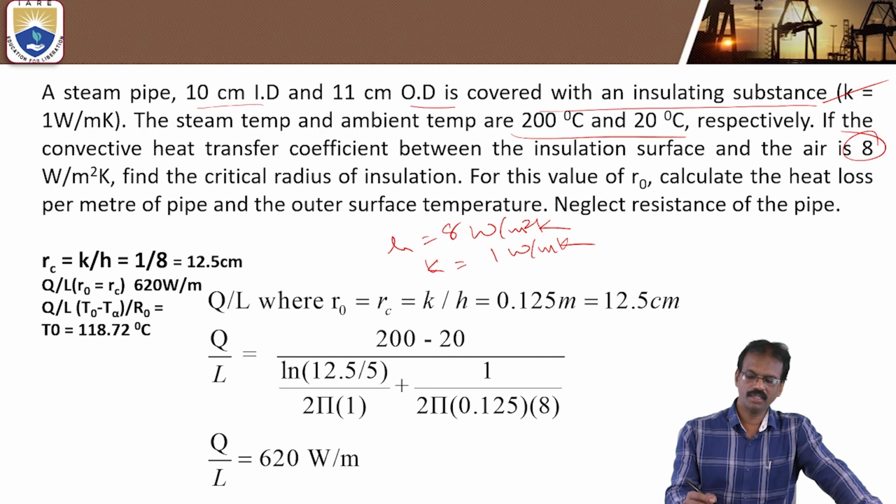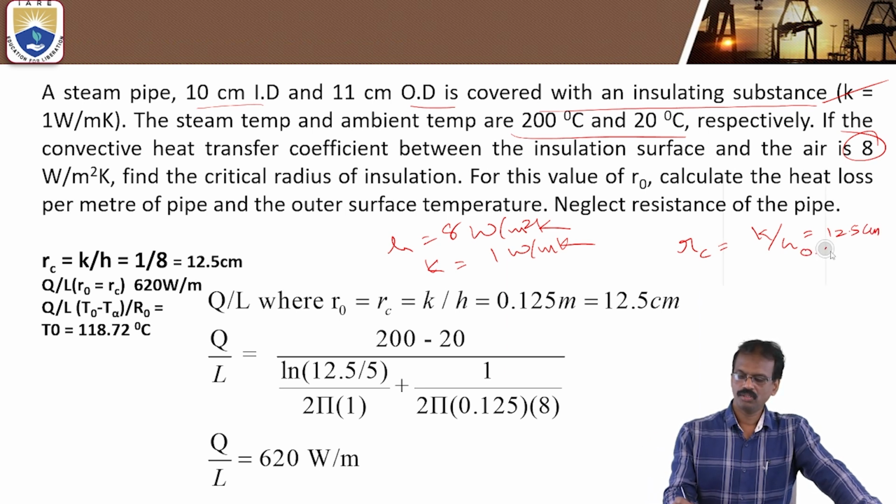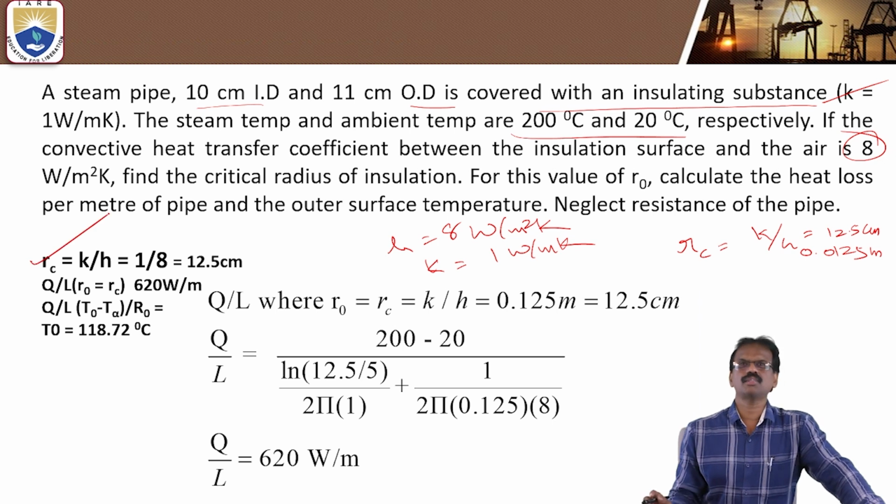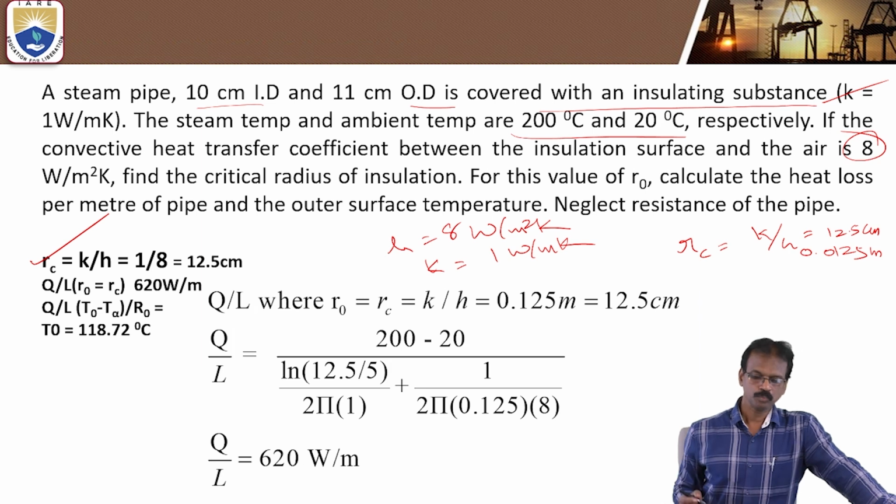If you know K and H, you can find out RC. RC is equal to K by H, that is equal to 12.5 centimeters, or 0.0125 meters. You know this one. So this is the critical radius of insulation RC.